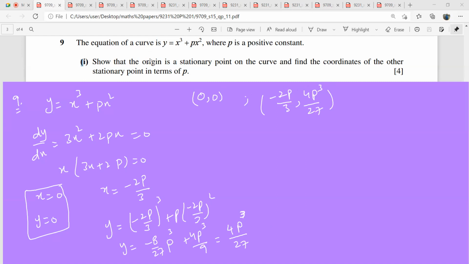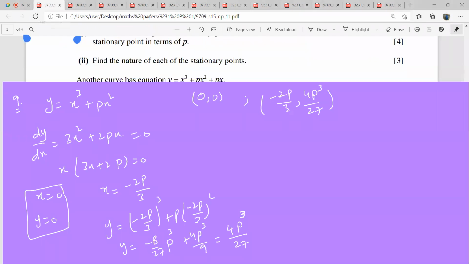Okay, so it says show that the origin is a stationary point. But it is really a great idea to read the question again after completing that, because sometimes we miss what had to be found. Yes, we've shown that, and find the coordinates of the other stationary point in terms of p. We have done that. It says find the nature of each of the stationary points, so we need to differentiate again. Let's find the second derivative.